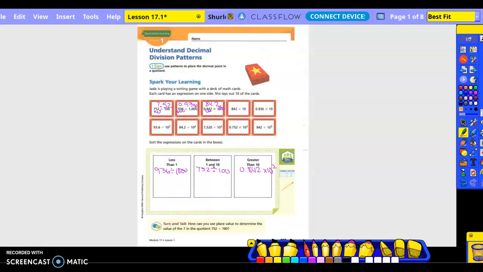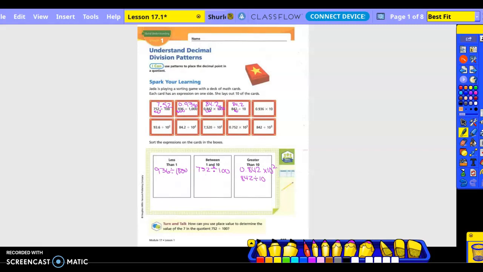Next one, divided by 10. Am I going to the left or to the right? To the left. How many places? 1 place. So my new answer would be 84 and 2/10. So that one would go where? Greater than 10. So 842 divided by 10.